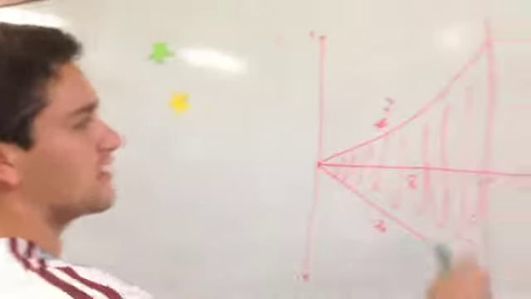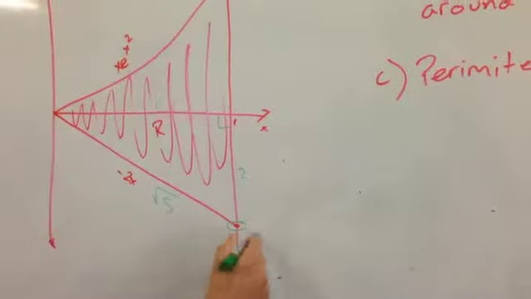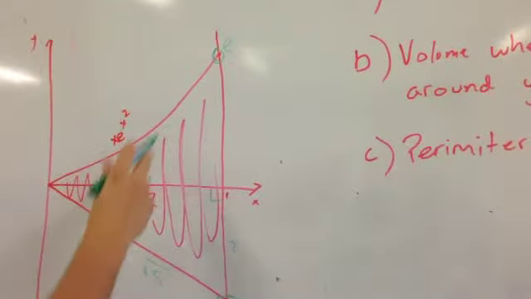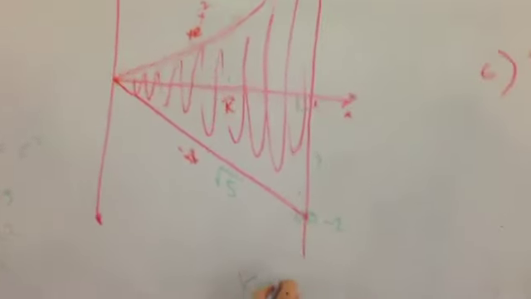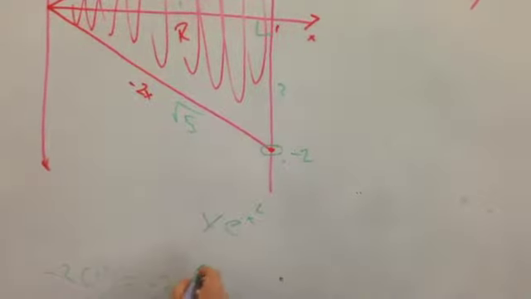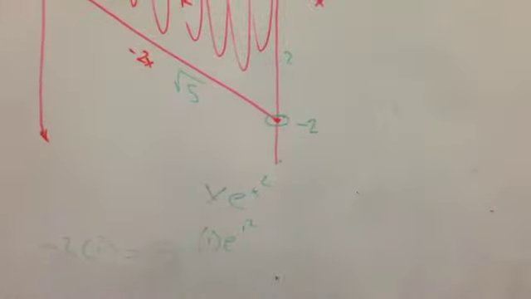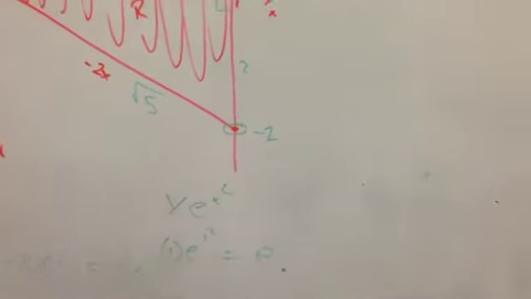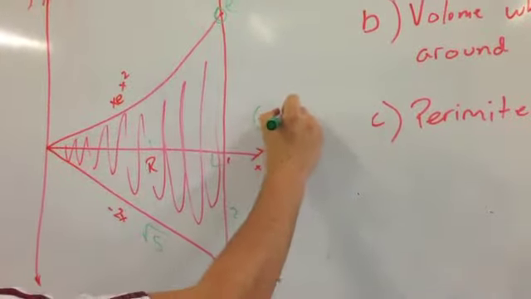Alright, now we want to find the length of this line. And because we know that the length of this segment here is 2, then this point would be -2. And to find the intersection point over here, we need to plug in 1 into this equation, x e to the power of x squared. Therefore it would be 1 times e to the power of 1 squared, and the answer would be e. And so the length of this segment here would be e plus 2.